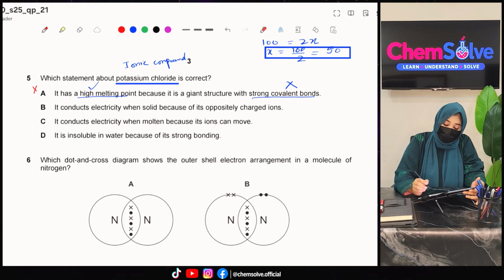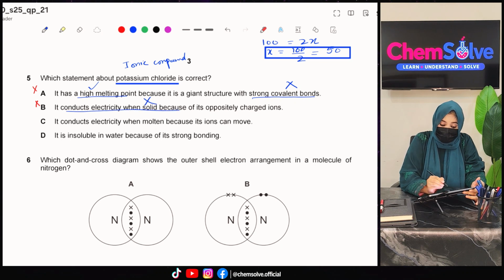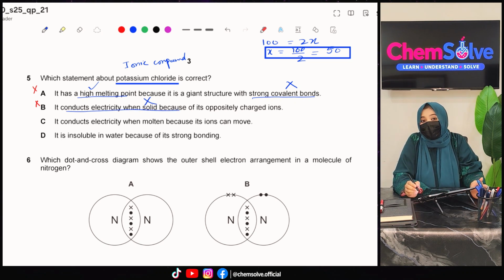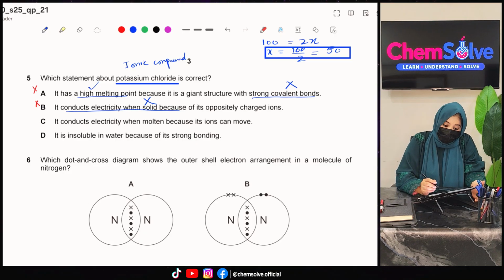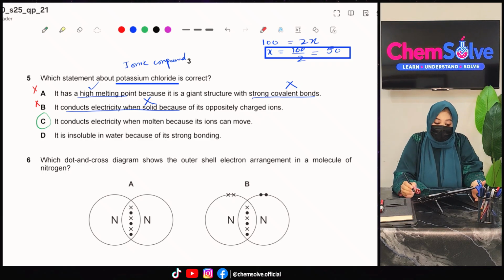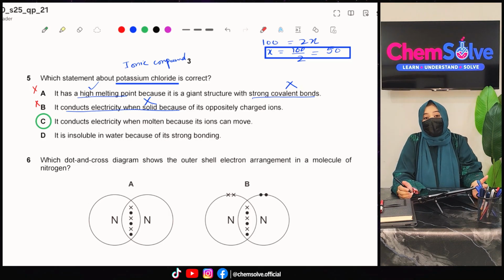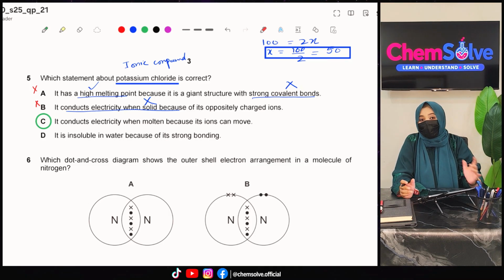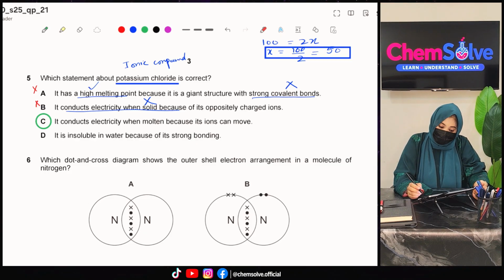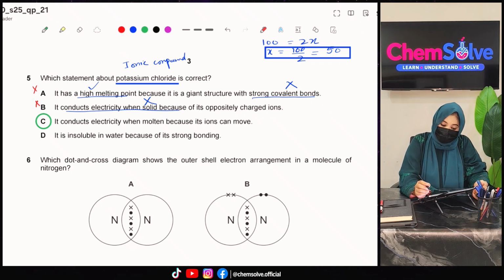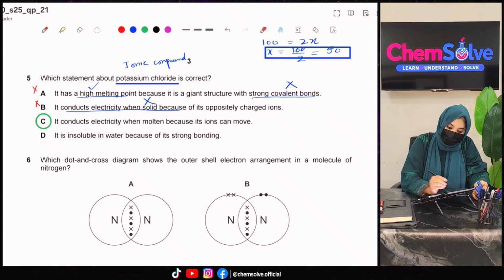It conducts electricity when solid? No, not at all. Ionic compounds do not conduct electricity when they are solid. They only conduct electricity when they are molten or in aqueous solution. So it conducts electricity when molten because ions can move. Of course, this statement is 100% correct. When ionic compounds are dissolved in water or molten, their ions become free, and due to these free ions, they can move and conduct electricity. It is insoluble in water because it has strong bonding? No, most ionic compounds are soluble in water, so this option is also incorrect.